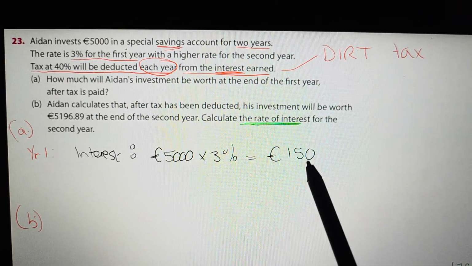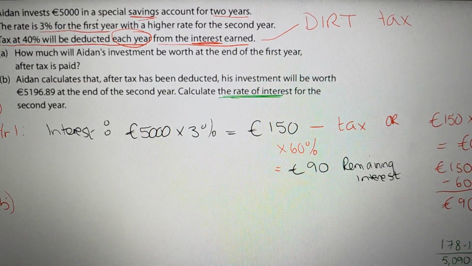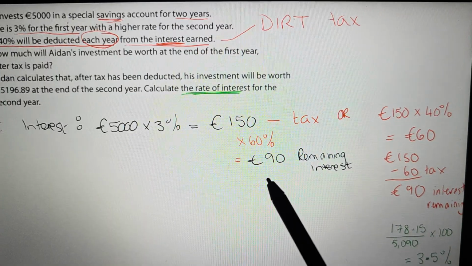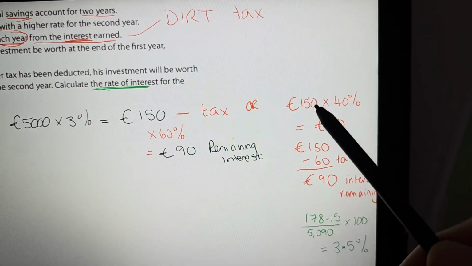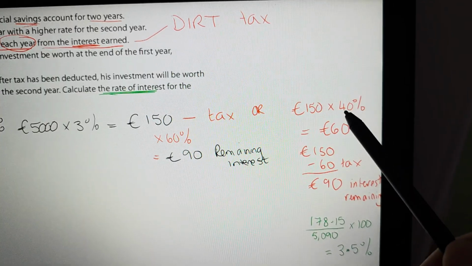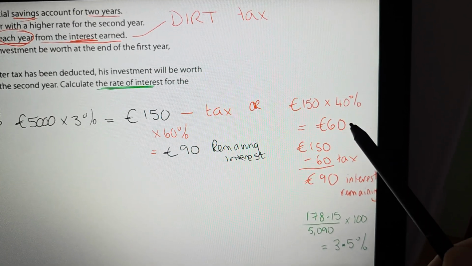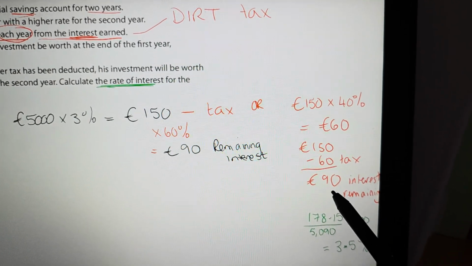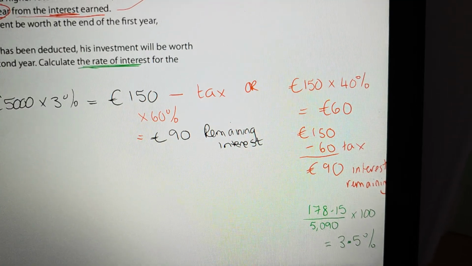But he doesn't get to keep the full 150 euro because the government is going to tax him at 40%. So they're going to take 40% off of that, which means they're going to leave him with 60%. The quickest way would be just to get 60% of that figure, which means he actually will get to keep 90 euro. Alternatively, get 40% of the interest amount. That's 60 euro. That's the amount of tax they're going to remove. Take 60 euro off of the interest that he earned, which means the remaining interest is 90 euro.